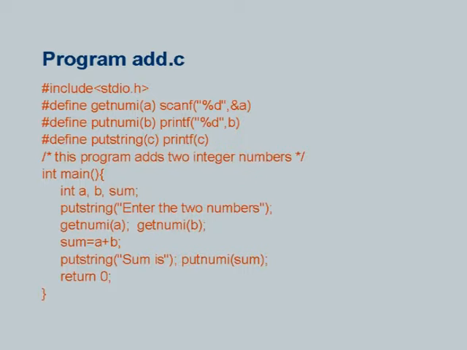Why are these possible? Because what we are using, as you would have observed, is the hash define command available as a pre-processing command for the C compiler. So notice that I am defining here getnumI(a) as scanf("%d", &a).